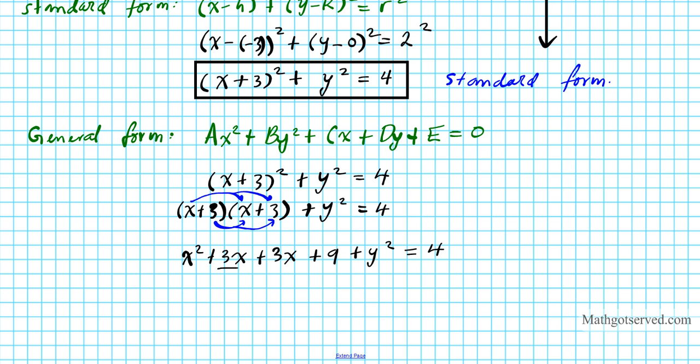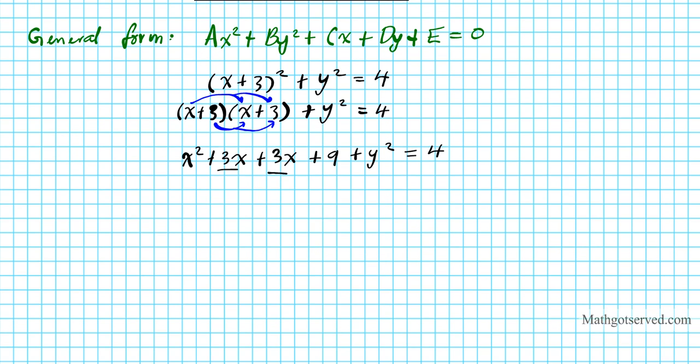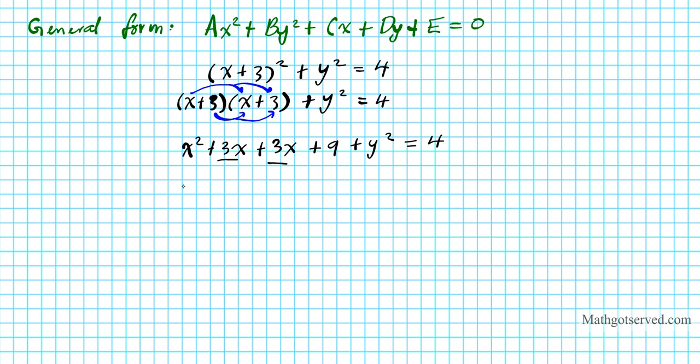Okay? These two are like terms. So let's go ahead and combine like terms before we start moving stuff around. So if we do that, we're going to have x squared, 3x plus 3x is 6x, plus 9 plus y squared. Now let's subtract 4 from both sides because we're required to have it equal to 0 in the general form. So minus 4 equals 0.